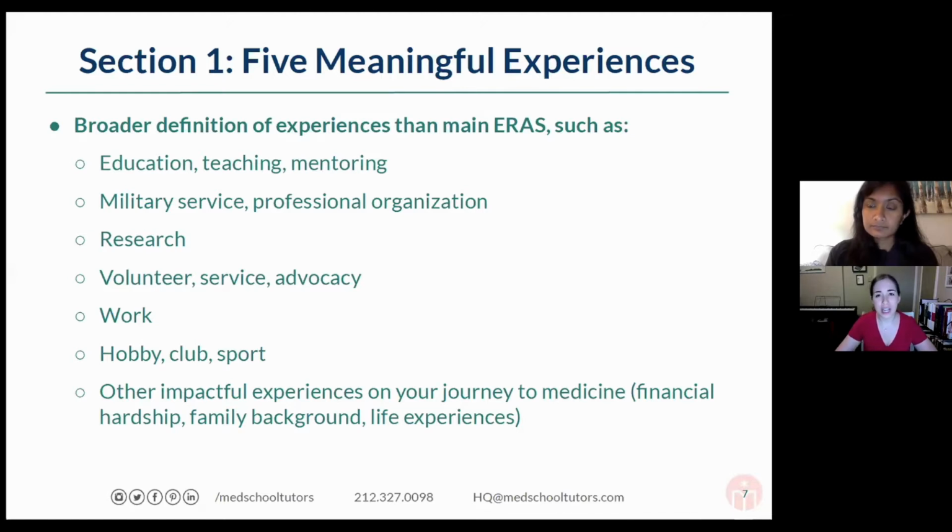And you can use it to explain, if you had to work 3 jobs during medical school, that might explain why you don't have a ton of research experience. So it can be a way to round out who you are as a person. I don't know if you have anything else to add, Sana.